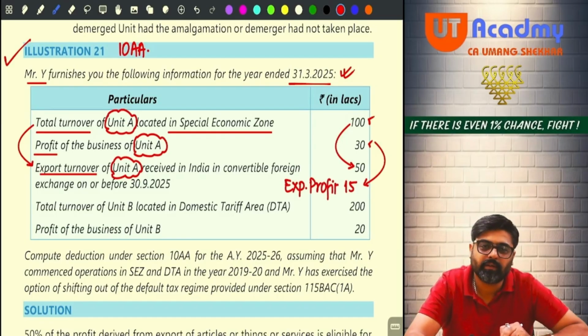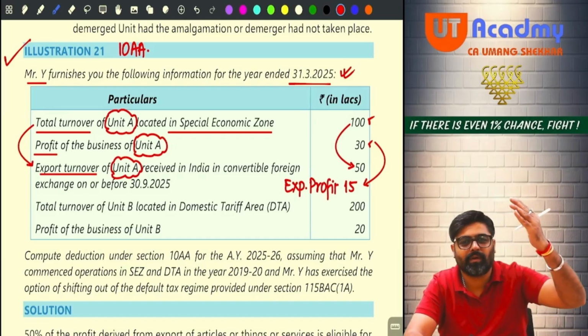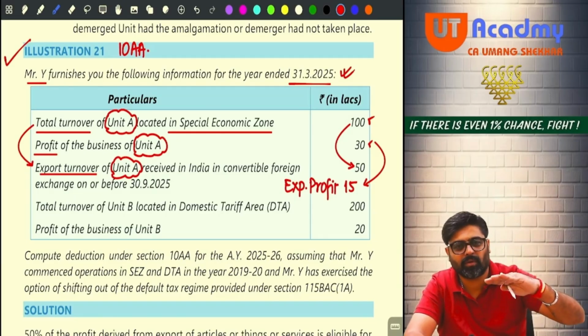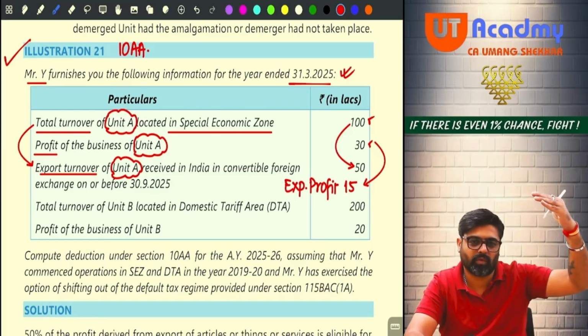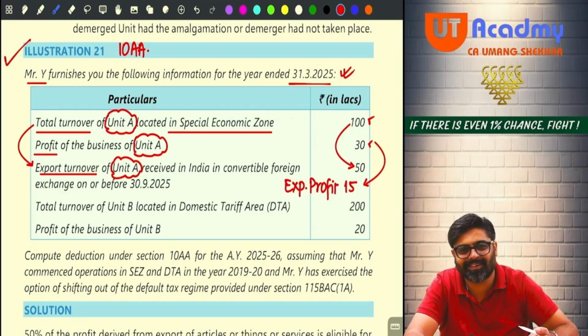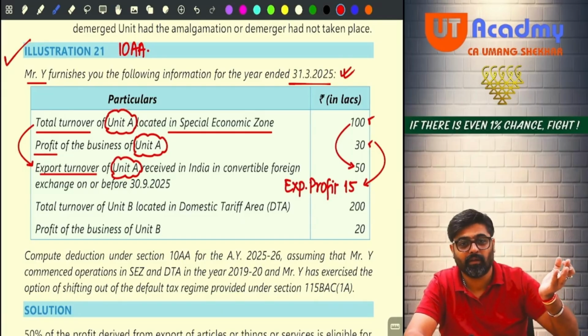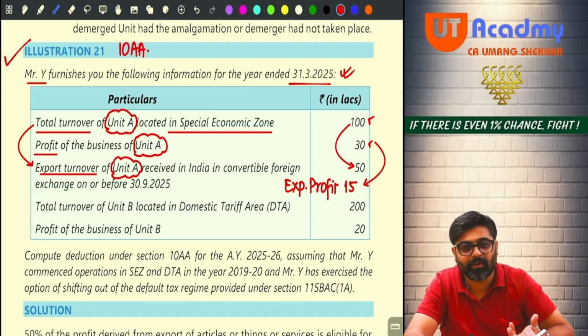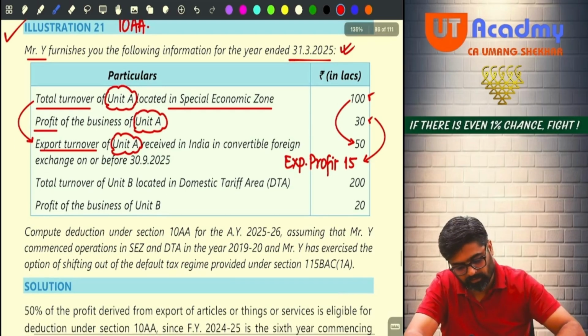Sir, how did you get it? Out of 100, half is export. So out of total profit, half will be export profit only, no? Common sense. But we'll apply a small formula so that they don't feel that we have not done anything. So we'll apply the formula also, don't worry.